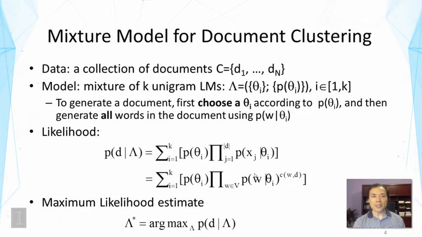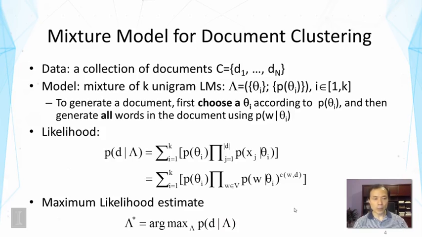So the model basically makes the following assumption about the generation of a document. We first choose a theta i according to the probability of theta i, and then generate all the words in the document using this distribution. Note that it's important that we use this distribution to generate all the words in the document. This is very different from the topic model. So the likelihood function would be like what you are seeing here.